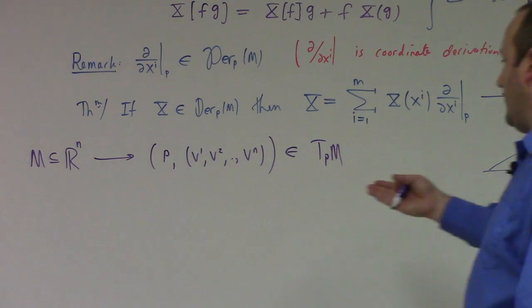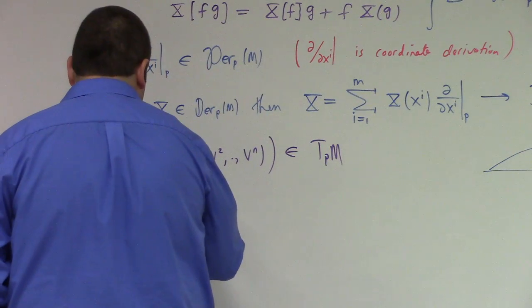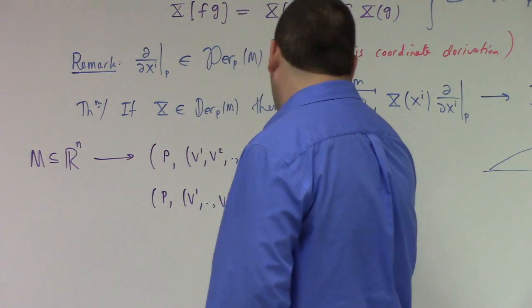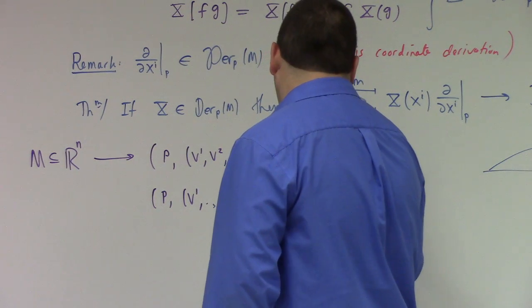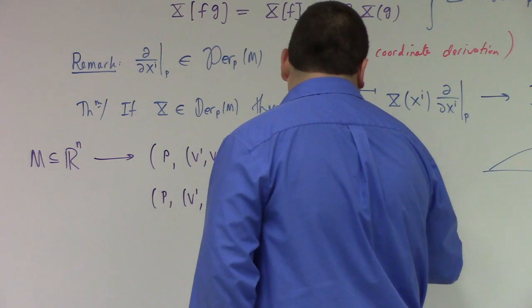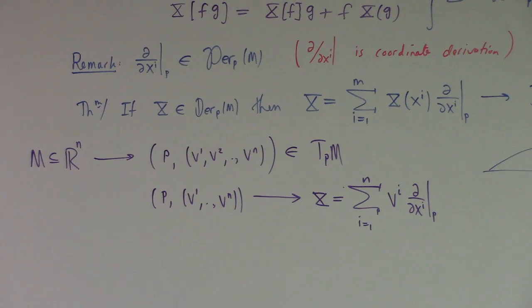So how do you trade this object for the corresponding derivation? It's simply this. You take X to be the sum, i equals 1 to n, of v upper i times partial x_i at p. I suppose partial u_i would be more appropriate, since that was before on Rn. But that's basically all it is: we're using the partial x_i as a basis for the tangent space.